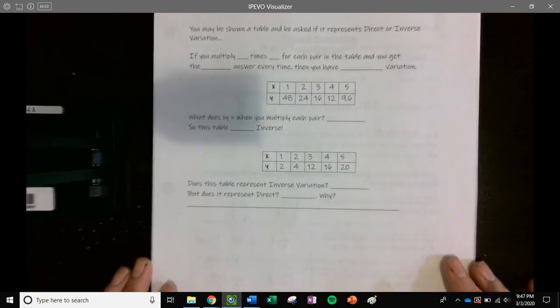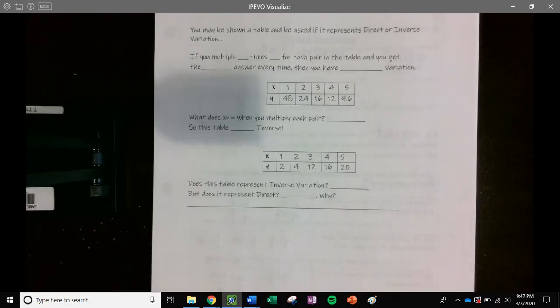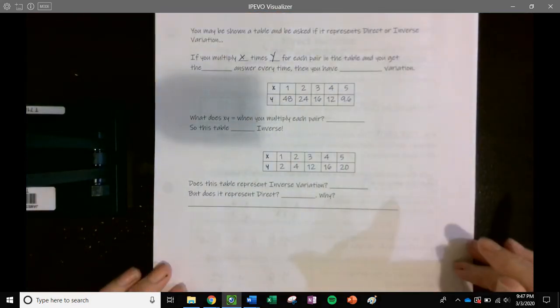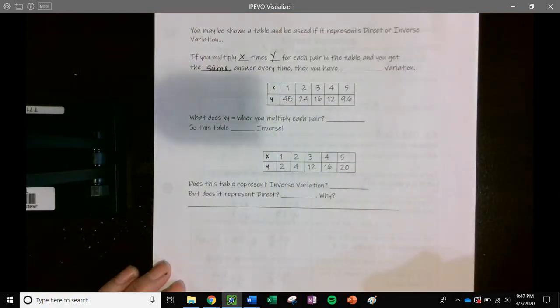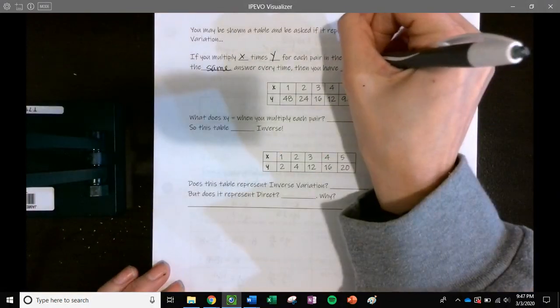All right. You may be shown a table, just like with direct, you might be shown a graph and asked, does this represent direct variation? And if it runs through the origin, then the answer is yes. Well, you might be asked if a table represents direct or inverse variation. So the first test you can do is multiply x times y for each pair in the table. You should get the same answer every time. If you multiply x and y and get the same answer every time, then that means you have inverse variation.